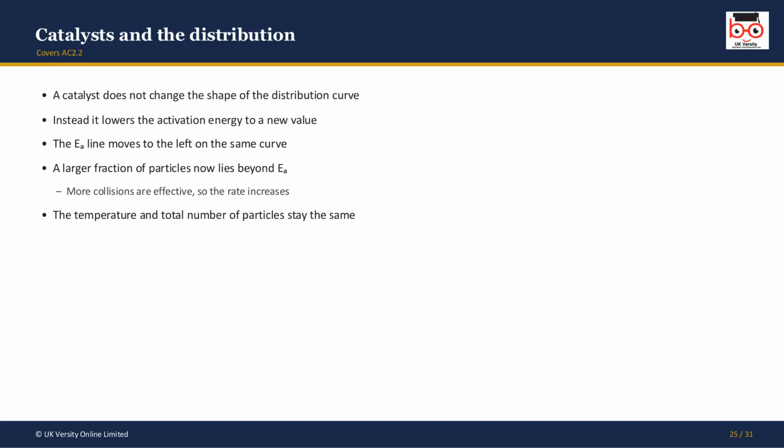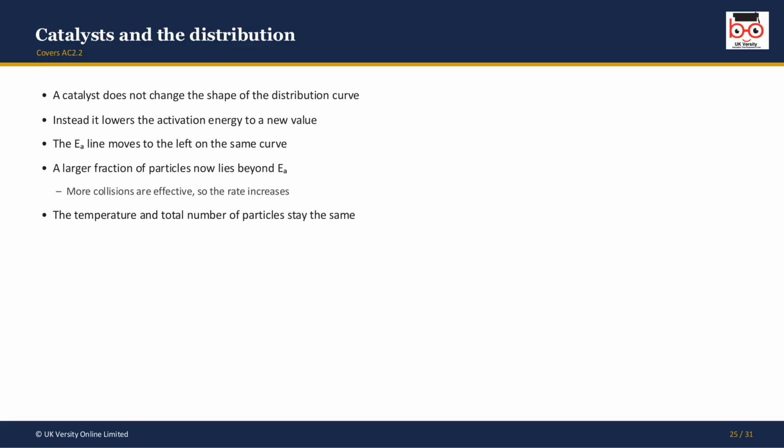A catalyst affects the same picture, but in a different way. It doesn't change the shape of the curve at all, because the temperature and the number of particles stay the same. Instead, it lowers the activation energy, so the line marking it slides to the left on the same curve. That instantly puts a larger fraction of particles beyond the activation energy, so more collisions are effective and the rate goes up.